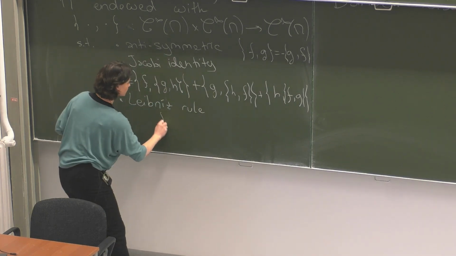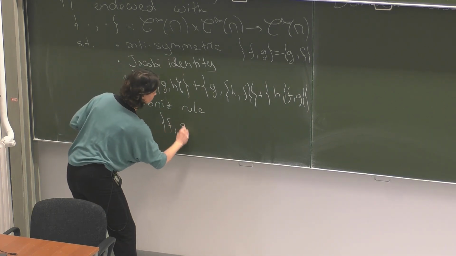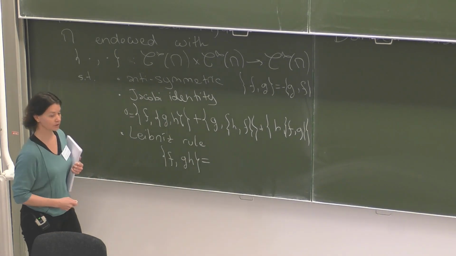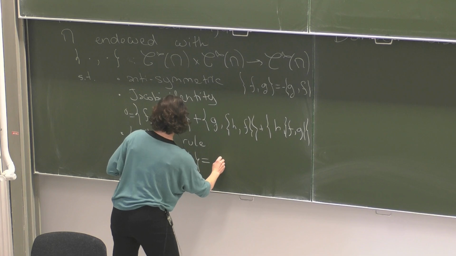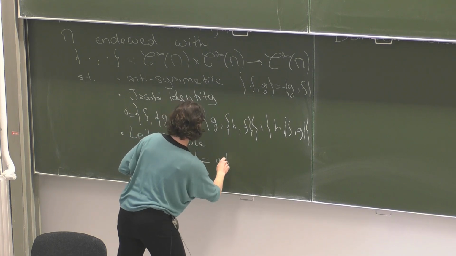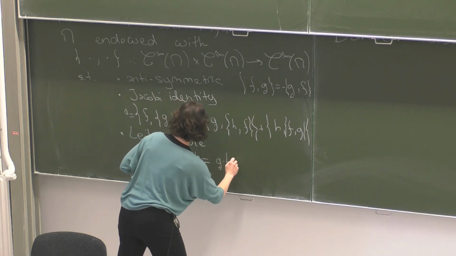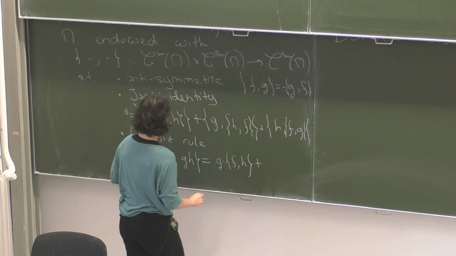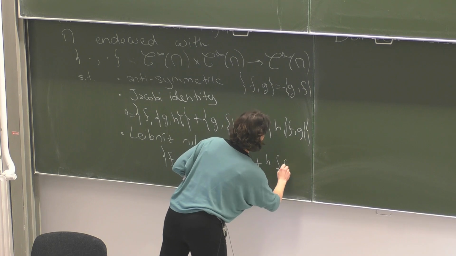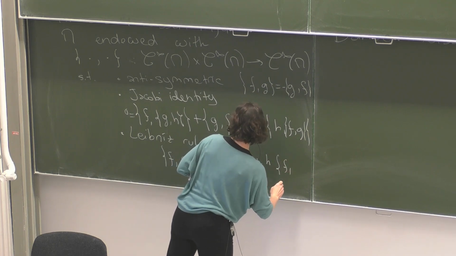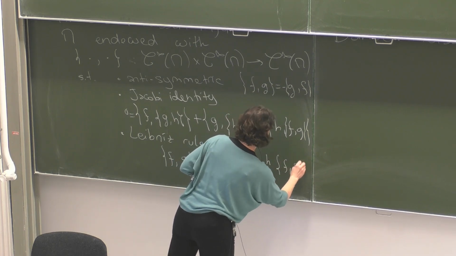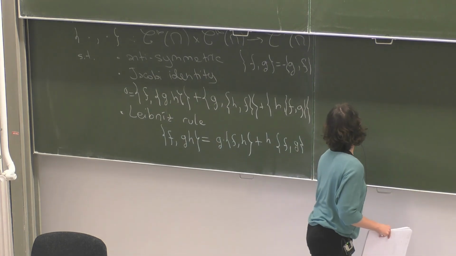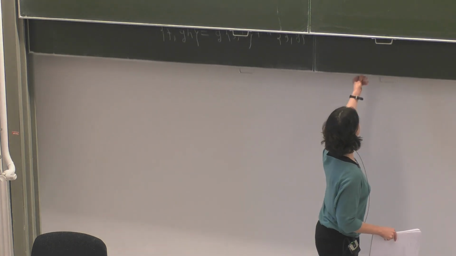If you pair a function f with a product of g and h, you will get the rule of the derivation. So you will get g, multiplied as a function, with the bracket of f and h, plus h times the bracket of f and g. So these are the three conditions.